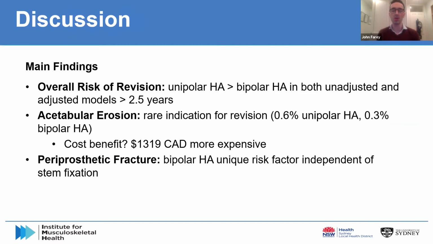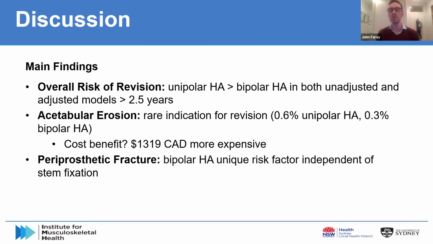That acetabular erosion, despite the fact that we've designed a new prosthesis for prevention of acetabular erosion, is actually a very rare indication for revision. And it's probable that there's no cost benefit to using a bipolar prosthesis if someone has a limited life expectancy on presentation. I did a back of the envelope calculation using Australian government rebate data, and it's about $1,300 more expensive to implant a bipolar prosthesis, using Canadian dollars.